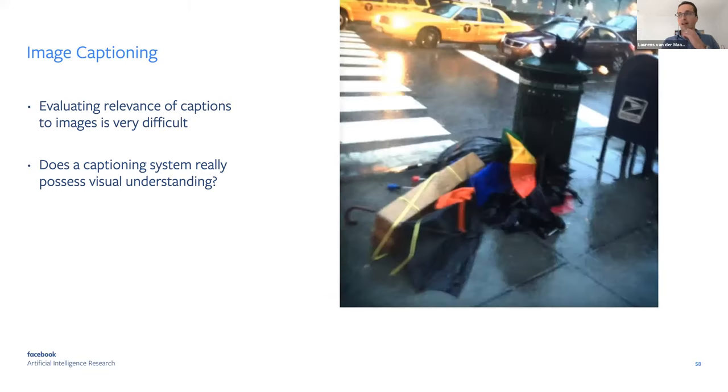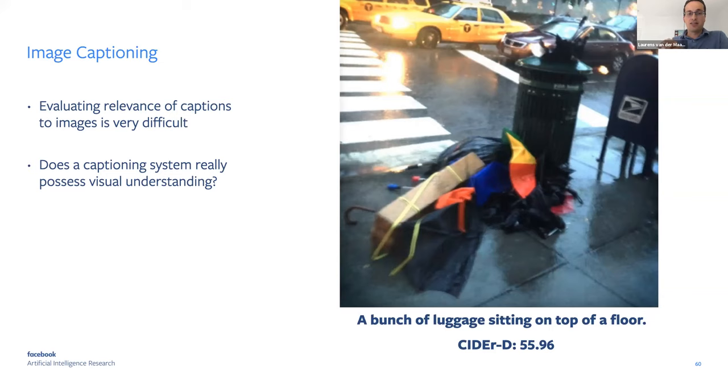To give you an example of that, here's an image that was made in New York. If I take a system and I produce the caption, a bunch of luggage sitting on top of a floor, which was actually a prediction by one of the modern captioning systems, this caption gets a CIDEr-D score of 55.9. These CIDEr scores are very hard to interpret, but it basically means this is a pretty good caption for the image. That's what the CIDEr scores say. Now, I'm a New Yorker, so I know that this is not a bunch of luggage sitting on top of a floor, but a pile of garbage sitting next to a trash can, which unfortunately is a common sight in New York. If you produce this caption and measure the CIDEr-D score, you get a score of 0.14, which basically means this caption is completely wrong according to the evaluation measure.